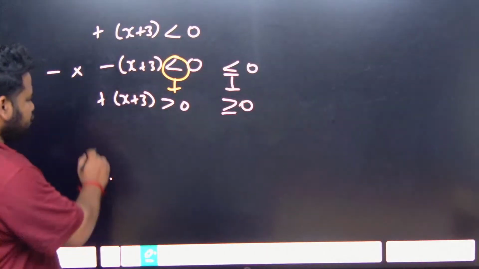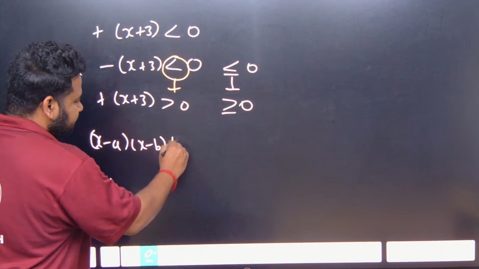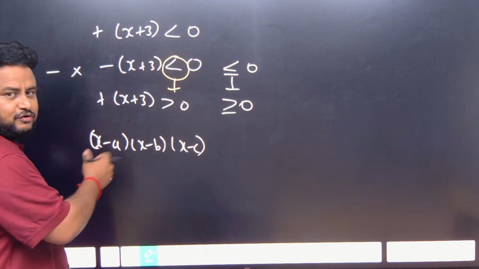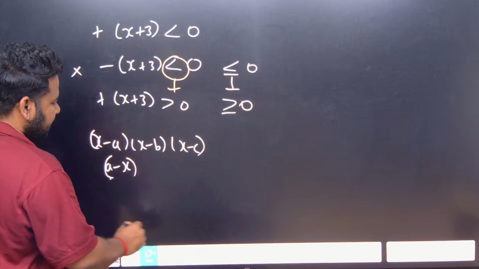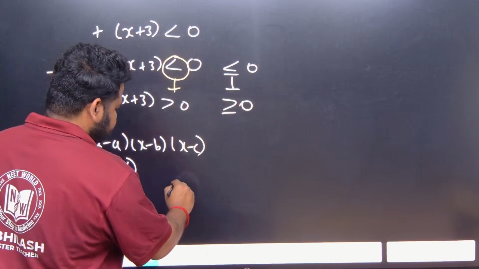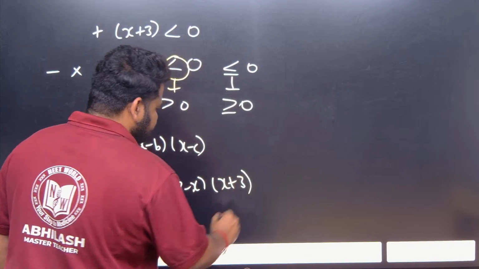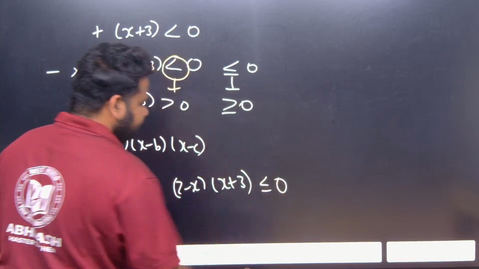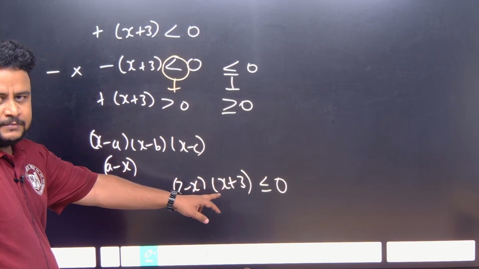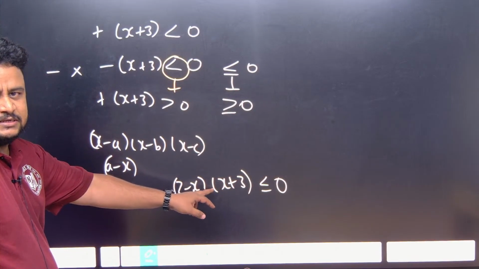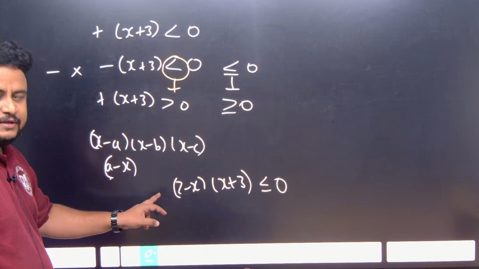And also you should always write in the form of x minus a, x minus b or x minus c, something like that. That is, you have to factorize and write it like this. You should not write in the form of a minus x. Suppose we have a function like this, 2 minus x into x plus 3, is less than or equal to 0 in the question. So here x plus 3 is fine. This is of the form x minus a, where a is minus 3. Here 2 minus x is there, so definitely I have to change it to x minus a form.